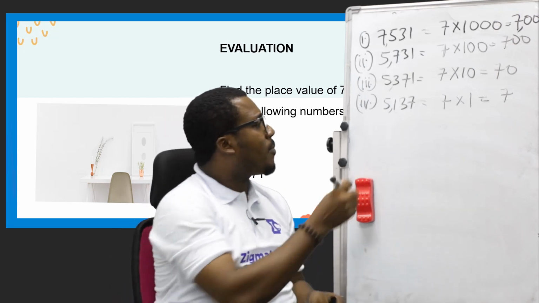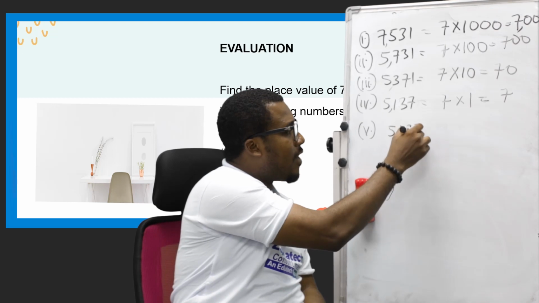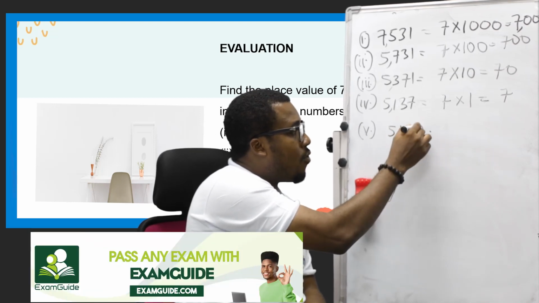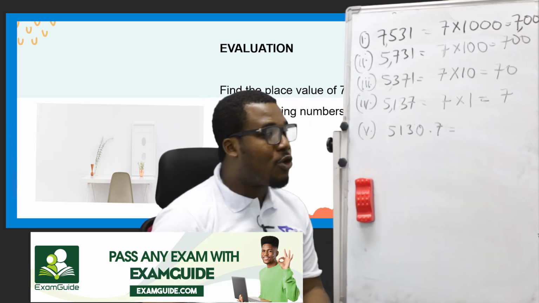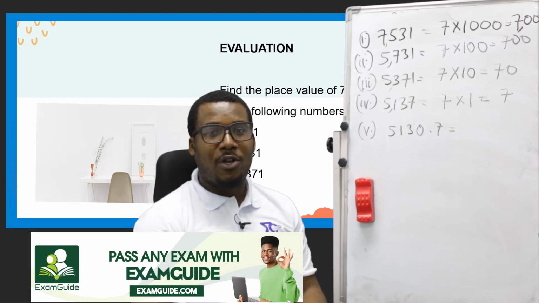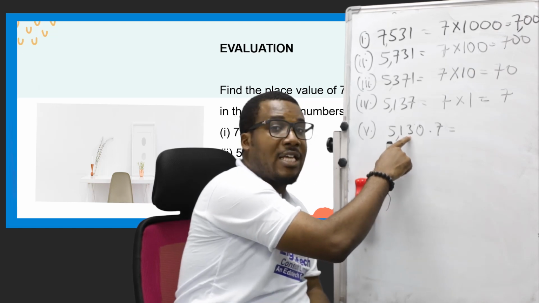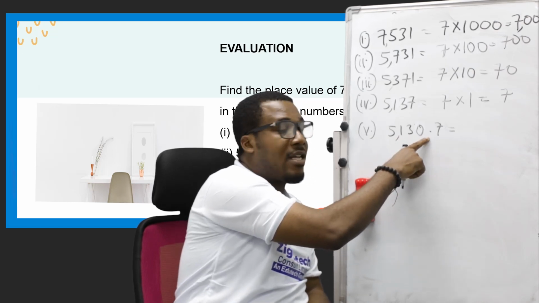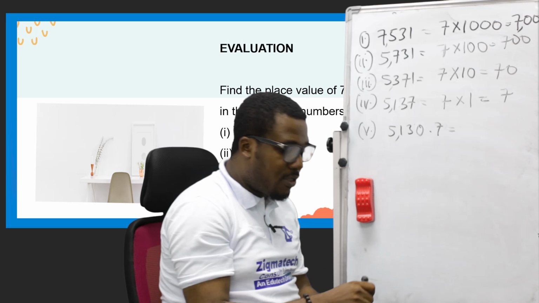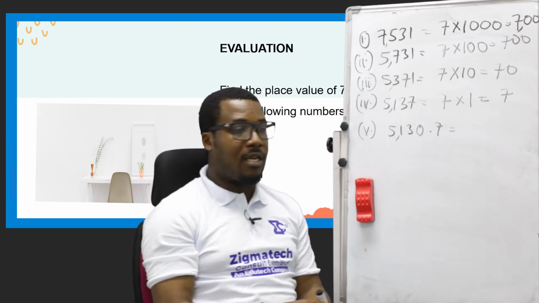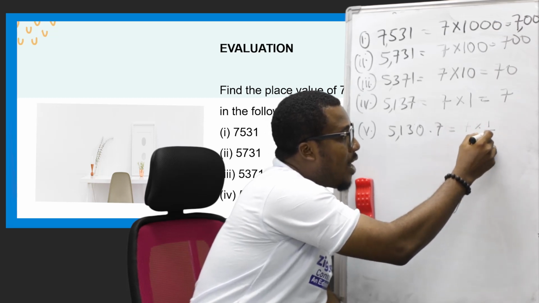What if we have something like this as a fifth one? Just to add to this, you have 5130.7. Good question. This is where your decimal place value comes in. 1, 2, 3, I put my comma. It's not under the 1,000. It's not under the 100. It's not under the tens. It's not under the units. In fact, it's after the decimal point. It's standing alone. That tells me that since it's just 1 digit after the decimal point, this is now 7 times 1 over 10.